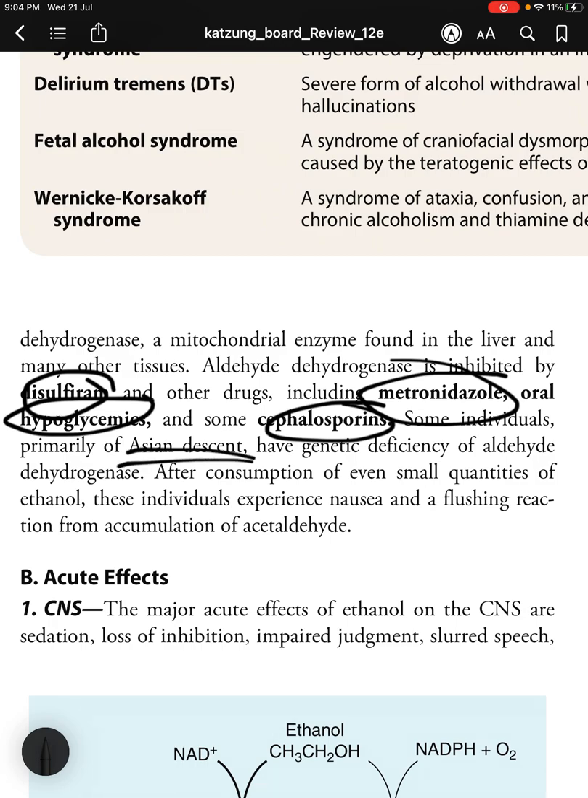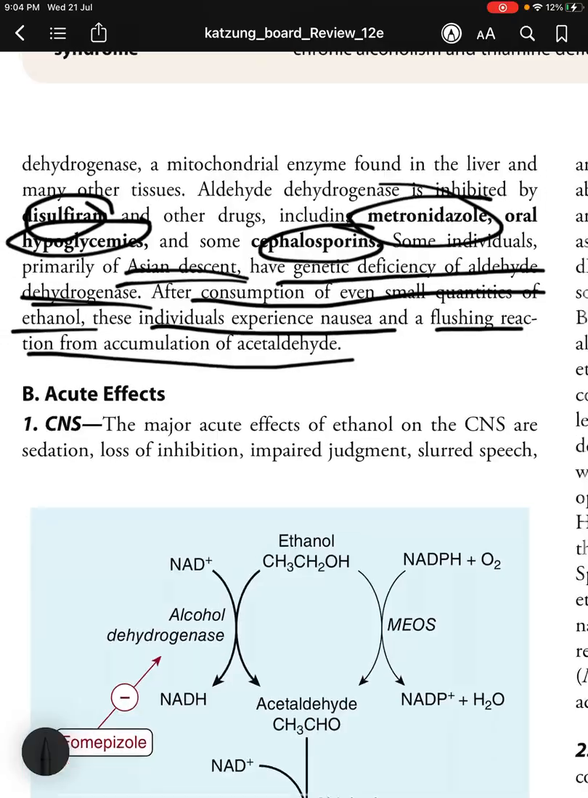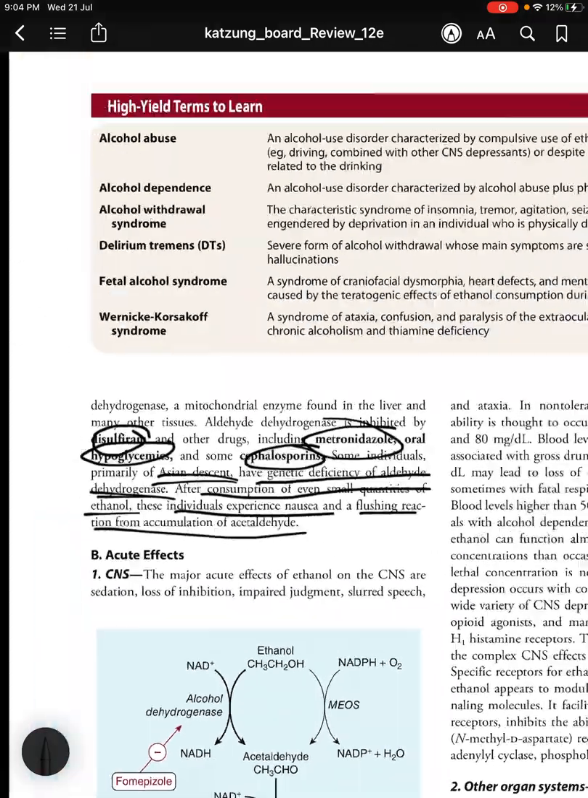Some individuals, primarily of Asian descent, have genetic deficiency of aldehyde dehydrogenase. So after consumption of even small quantities of ethanol, these individuals experience nausea and a flushing reaction from accumulation of acetaldehyde. Because some Asians have a genetic deficiency of aldehyde dehydrogenase, their face becomes red as if they're blushing, and it becomes shiny when they drink alcohol.